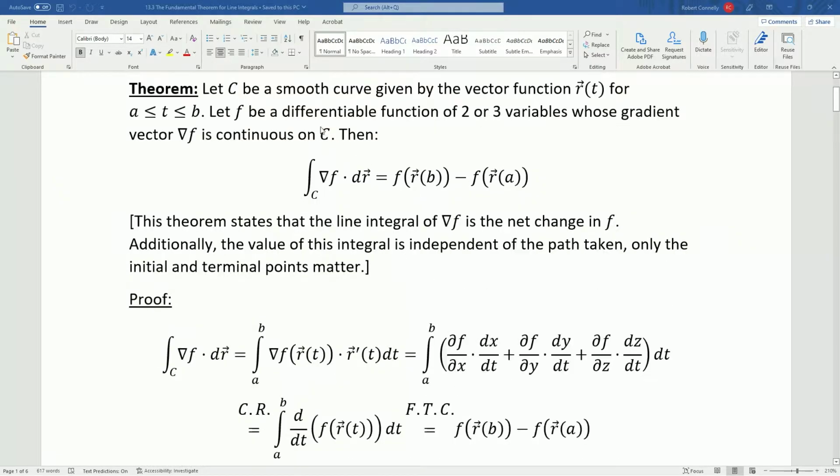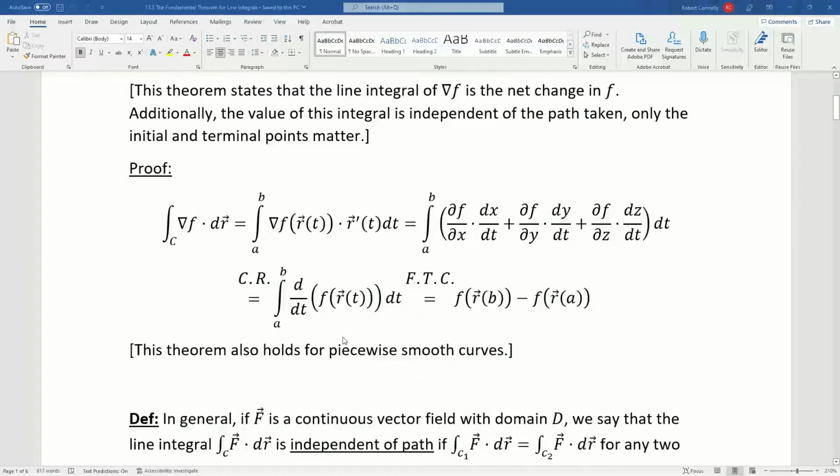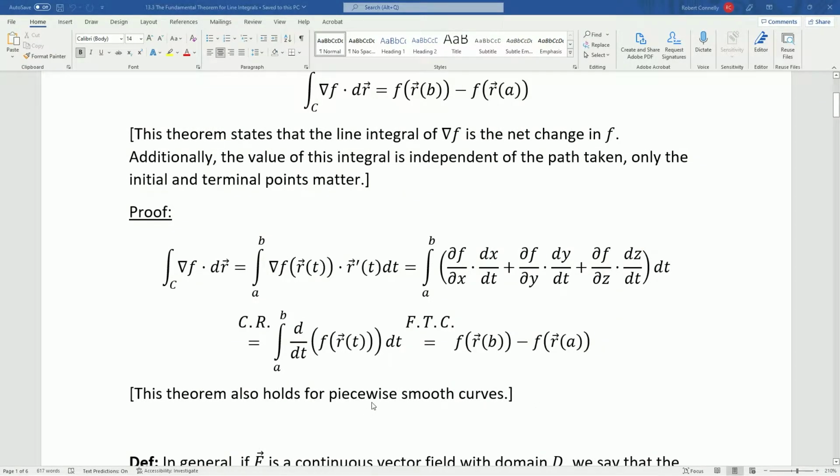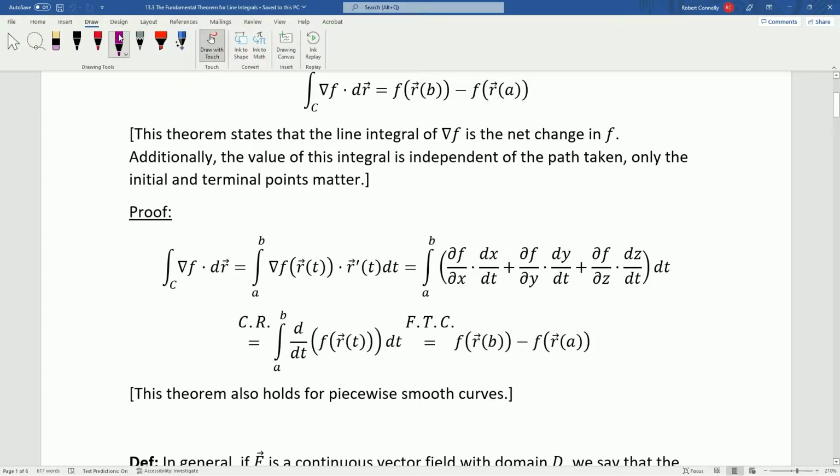Now, we've stated this in terms of C being a smooth curve given by this vector function, but this theorem also holds for piecewise smooth curves. So that just means, like, if you've got a curve that's smooth and then has a sharp turn, and then is smooth, but then maybe there's another sharp turn. So it's piecewise smooth because we can divide it up into finitely many pieces that are still smooth curves individually.